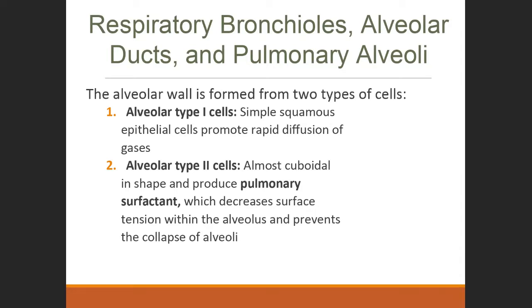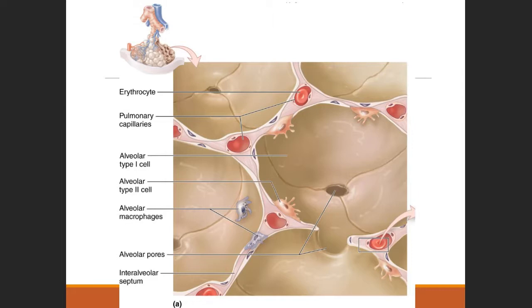But also associated with the alveoli are these modified cuboidal cells. These are going to produce a fluid called pulmonary surfactant. That surfactant is going to line the inside of the alveoli. It's going to create a moist membrane to further promote transport across it, and it's going to decrease surface tension within the alveoli, therefore preventing any collapse of that structure. If we look at that on a diagram, we will see these broad, thin type 1 alveolar cells.